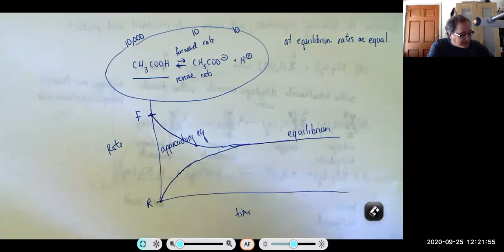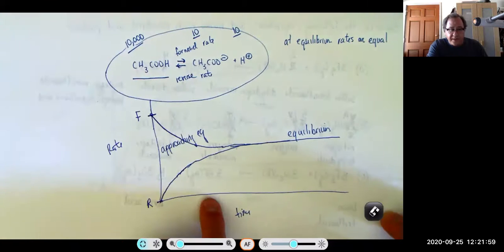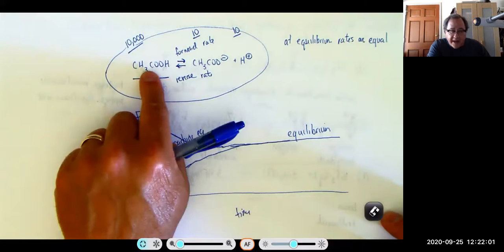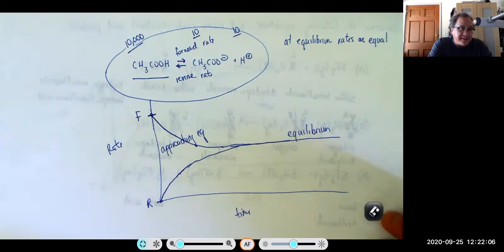And you'll notice that the numbers I put up here are not equal. Okay, we don't have to have equal amounts of reactant compared to product. Just the rate has to be the same.